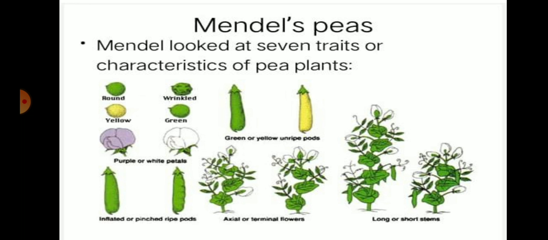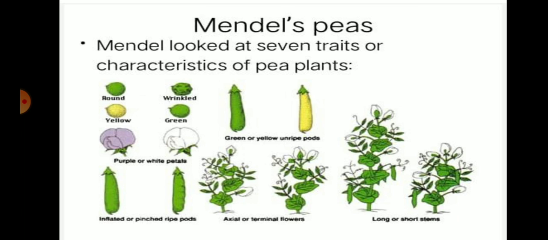Mendel worked on pea plants and studied about 7 traits for the characteristics of the pea plants. They may be their seed shape, their seed color, their flower color, their pod shape, the pod color, the axial or terminal position of the flower on the stem, and also their height.